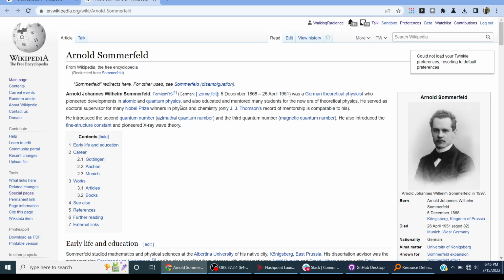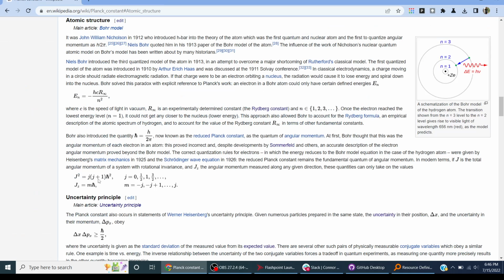The reduced Planck constant remains the fundamental quantum of angular momentum. In modern terms, if J is the total angular momentum of a system with rotational invariance, and J sub z the angular momentum measured along any given direction, these quantities can only take on the values J squared equals j times j plus 1, h bar squared, where j equals 0, 1/2, 1, 3/2, and so on. J sub z equals m h bar, where m equals negative j up to j.